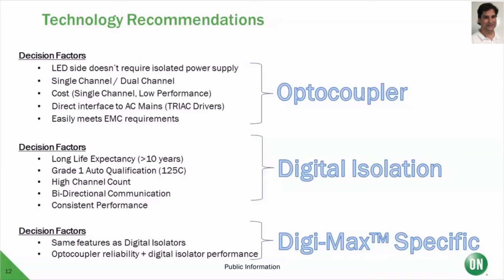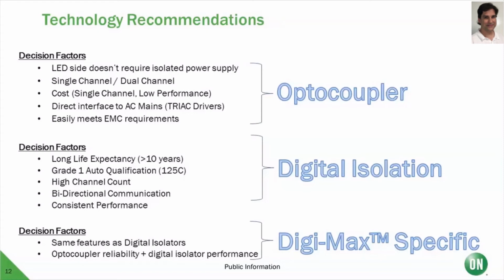For single and dual channel applications, optocouplers make a lot of sense. When you go above 2 channels, then you have to use multiple single or dual channel optocouplers, and then the cost savings start to decline versus digital isolation. So again, for single channel low performance applications, the optocoupler is the most cost-effective solution.